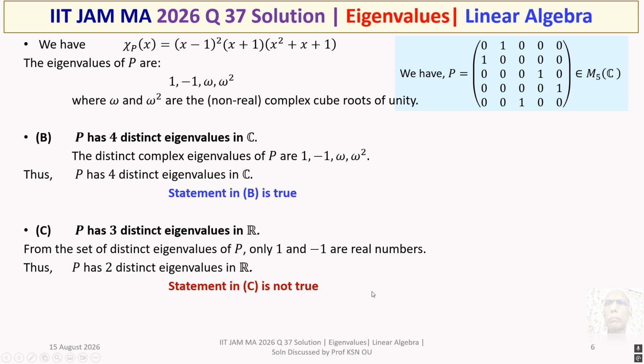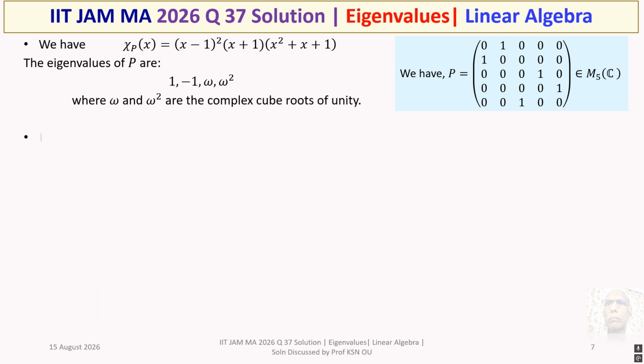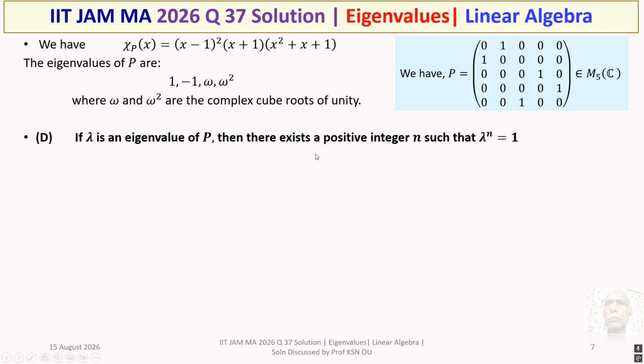Right. So far, A and B are true. We move to the next option. Right. The next option is option D. If lambda is an eigenvalue of P, then there exists a positive integer n such that lambda power n is equal to 1. Yes, this is true.